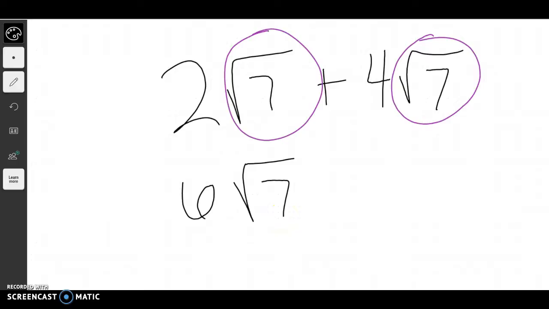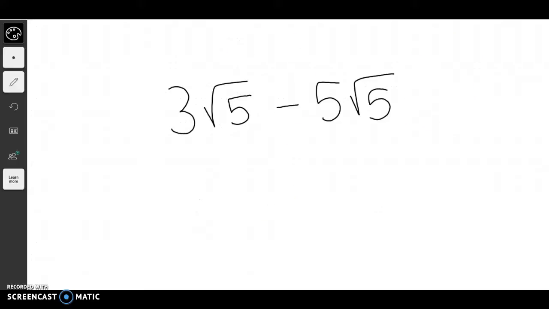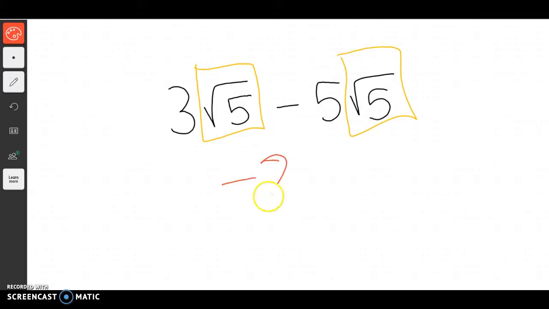Let's try another example. Here's what would happen if I had subtraction. Maybe we have 3 radical 5 minus 5 radical 5. Again, I don't know what radical 5 is. It's just some number. And we would go, oh, 3 minus 5 gives me negative 2. And then I'm just going to treat radical 5 like a variable. It's just going to stick on at the end.